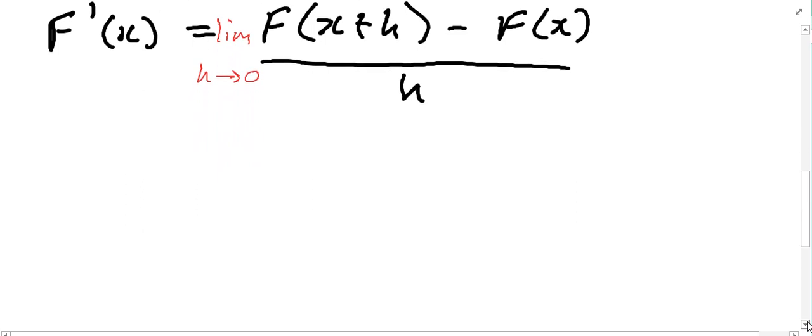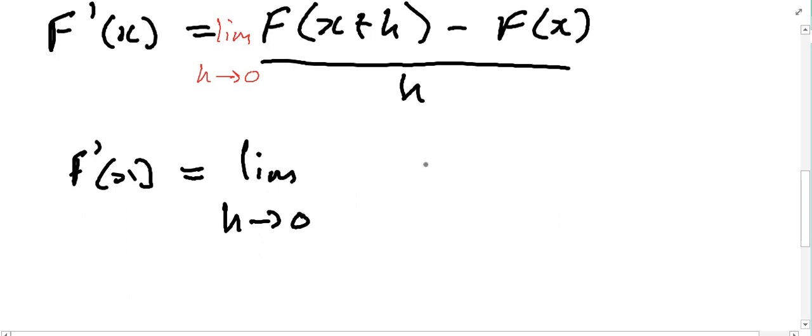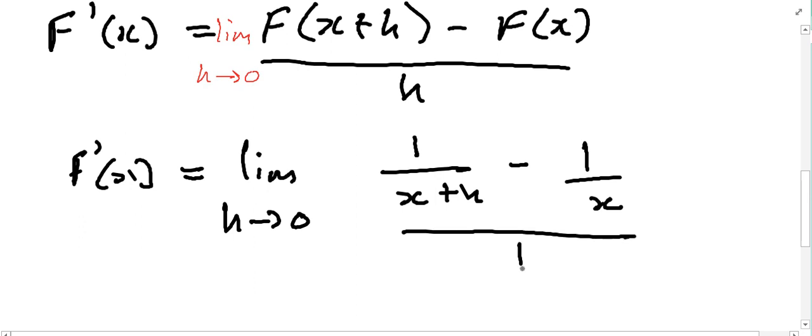So let's quickly look at our expression. It's all about replacing. Where there is x, you put x plus h. Where there is x, you put what? x plus h. From what we have, f of x is equal to 1 over x, we can say f prime of x is equal to lim as h approaches 0 of 1 over (x plus h) minus 1 over x, and then over h.